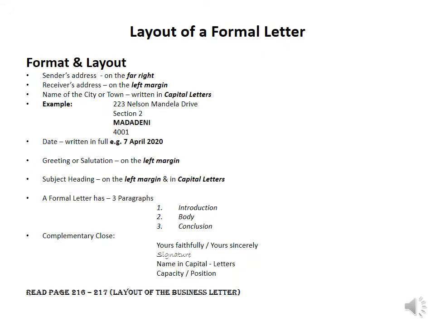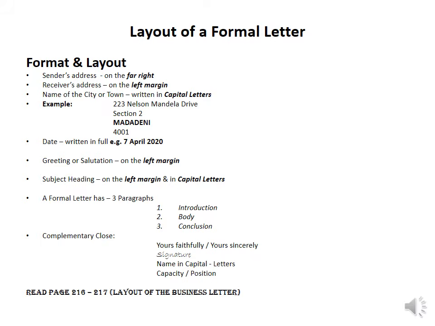Layout of a formal letter or business letter. If you know just one layout of a formal letter or business letter, you will be able to write all other business letters that you will be expected to write during your examination and during the course of your studies. The layout of a business letter is the same.